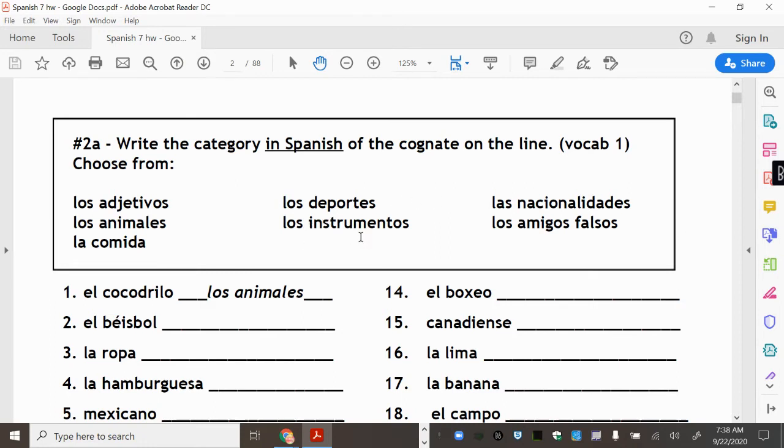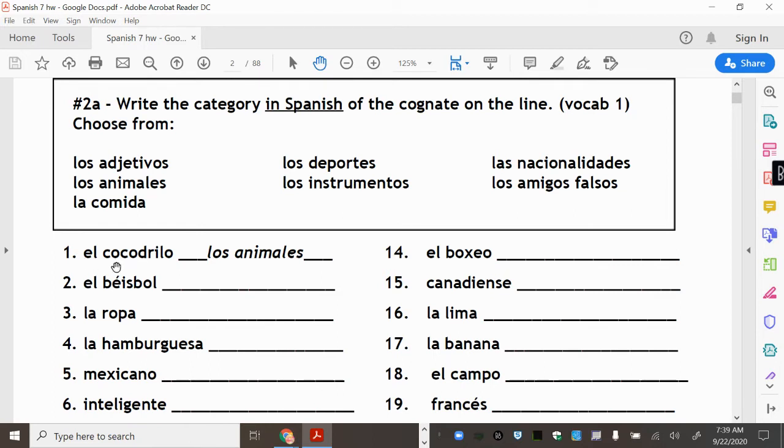Los instrumentos are instruments. You don't really need to write that. It means instruments, right? Las nacionalidades, nationalities. I don't think you need to write the English. But this last one, let's write it in. Los amigos falsos are false friends or false cognates. So please write false cognates right here in this box. So you have food, sports, and false cognates. The rest you should be able to tell are cognates.